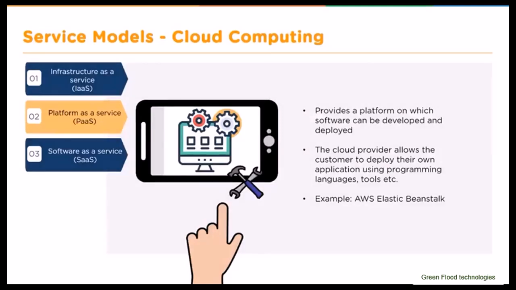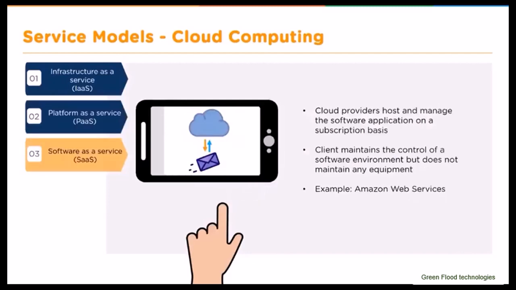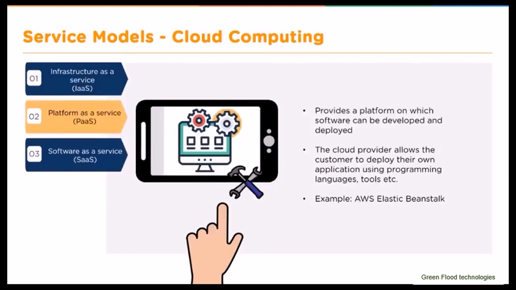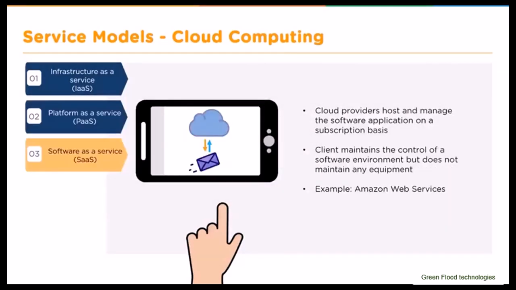The second one is platform as a service. It provides a platform on which software can be developed and deployed. The cloud provider allows the customer to deploy their own applications using programming languages and tools. Platform as a service offers a complete web development environment without the worry of the hardware that runs it. Examples: AWS Elastic Beanstalk. The third one, software as a service.